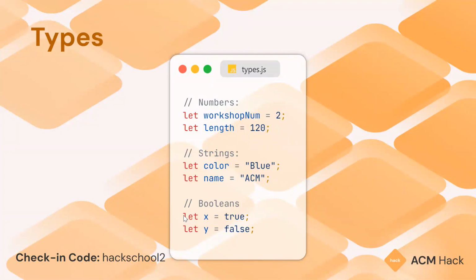And then Boolean is basically true or false. So let X equals true, let Y equals false. Any questions on the three types? Yeah, a single quote can also work.